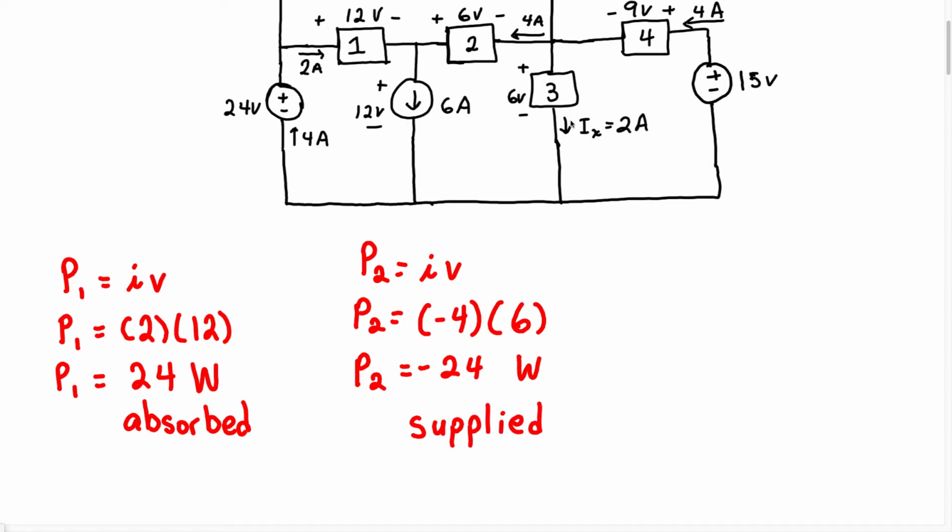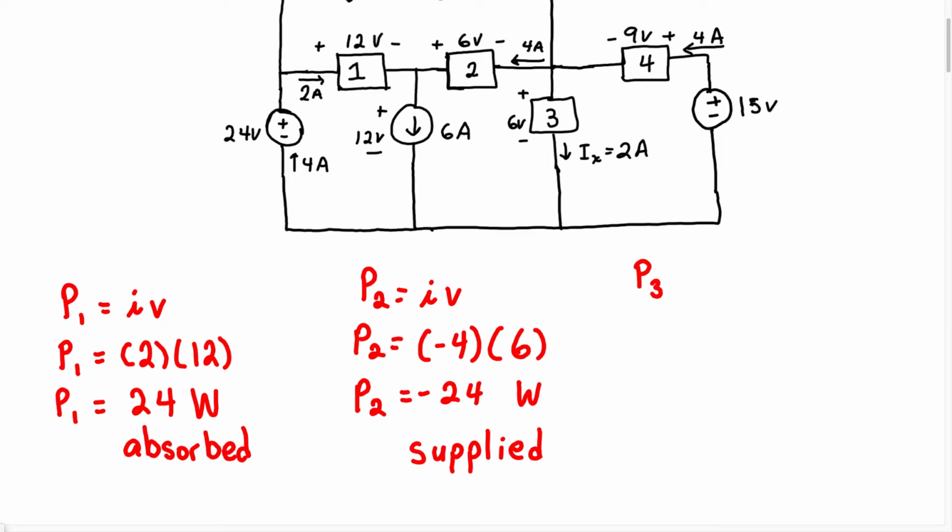Right? Now let's do element 3. We're going to do this element right here. We're going to say the power in element 3 equals current times voltage. The current in element 3 is going to be Ix, which is 2 amps. And because current is flowing from the positive to negative terminal, it's going to be a positive current. So we're going to have 2 amps. And the voltage across this element is 6 volts. So we're just going to have 6. Now when you multiply these two, you're going to get 12 watt absorbed.